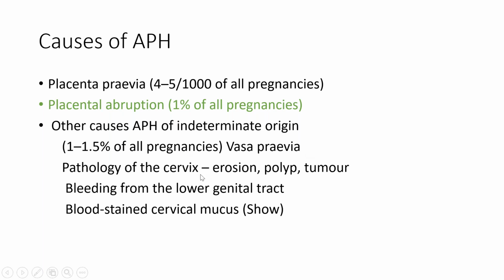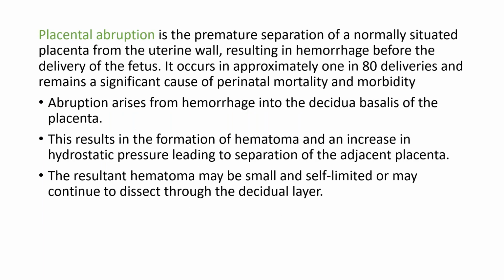Then pathology of the cervix: it can be cervical erosion, any kind of polyp, tumors of the cervix, and bleeding from the lower genital tract because of any kind of trauma, and causing blood-stained cervical mucus, which is also known as show. So these are the main causes of antepartum hemorrhage. Now, placental abruption.